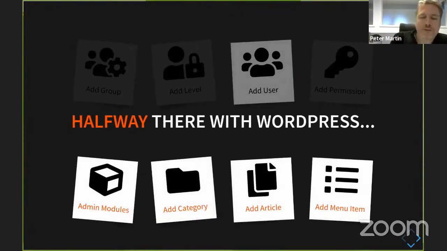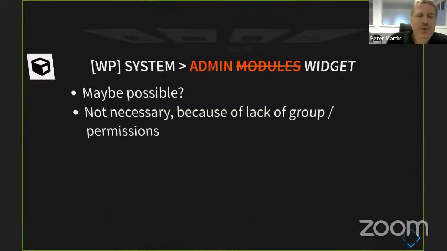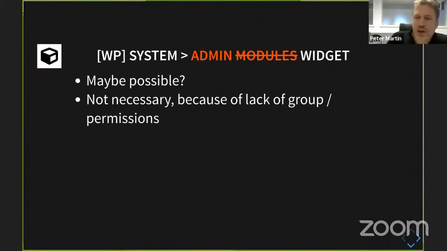So, okay, we are halfway there. We only have to do 4 other things. The admin modules, well, in WordPress, you call it widgets, and you can probably install widgets that are accessible in the backend and do stuff in the backend of your WordPress website. I don't know. I have not looked into that. I don't use it here anyway because we don't have groups and permissions.